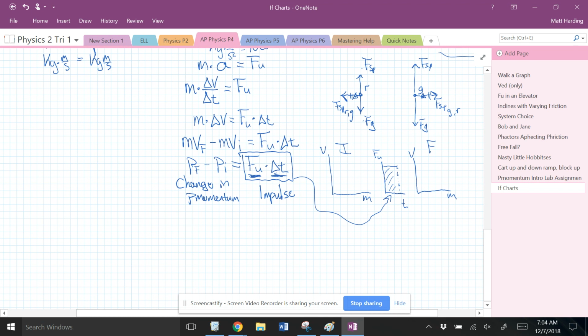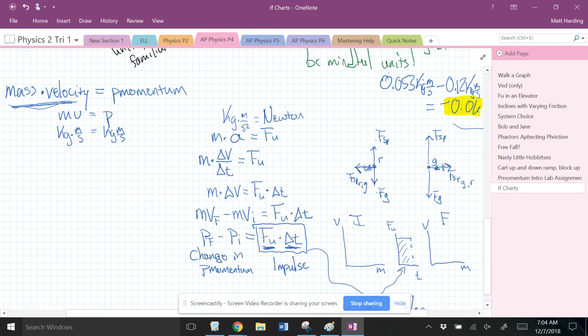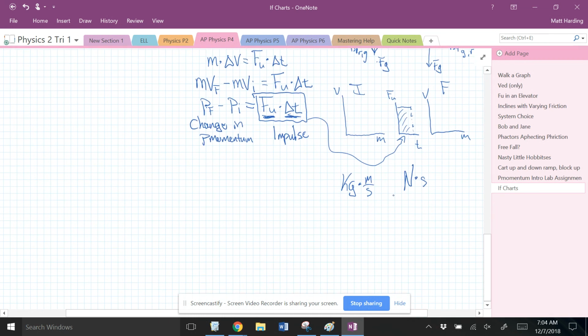That's velocity mass, kilograms times meters per second. This is force and time, newtons and seconds. But keep in mind, newtons are kilogram meter per second squared. So if I take a kilogram meter per second squared and multiply that by seconds, I get rid of that squared and I'm left with kilogram meter per second. So those are equivalent units, newton seconds and kilogram meters per second.